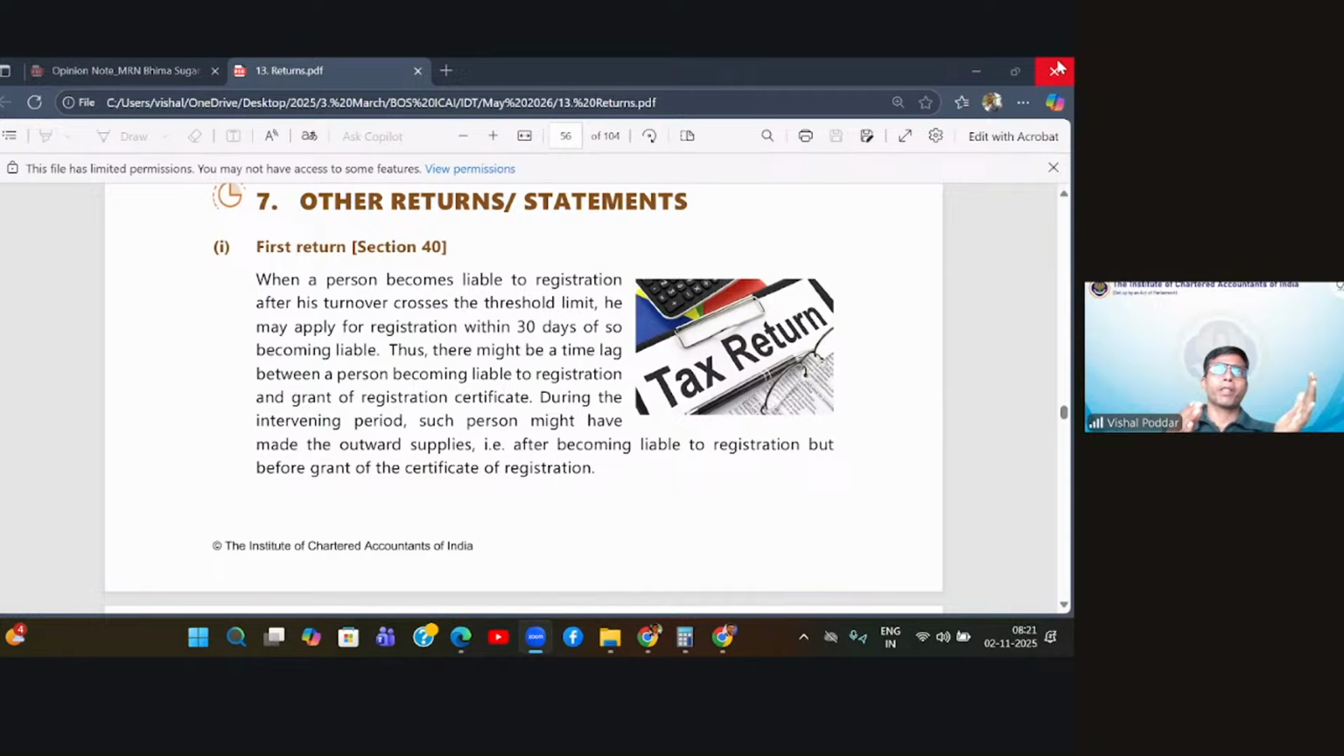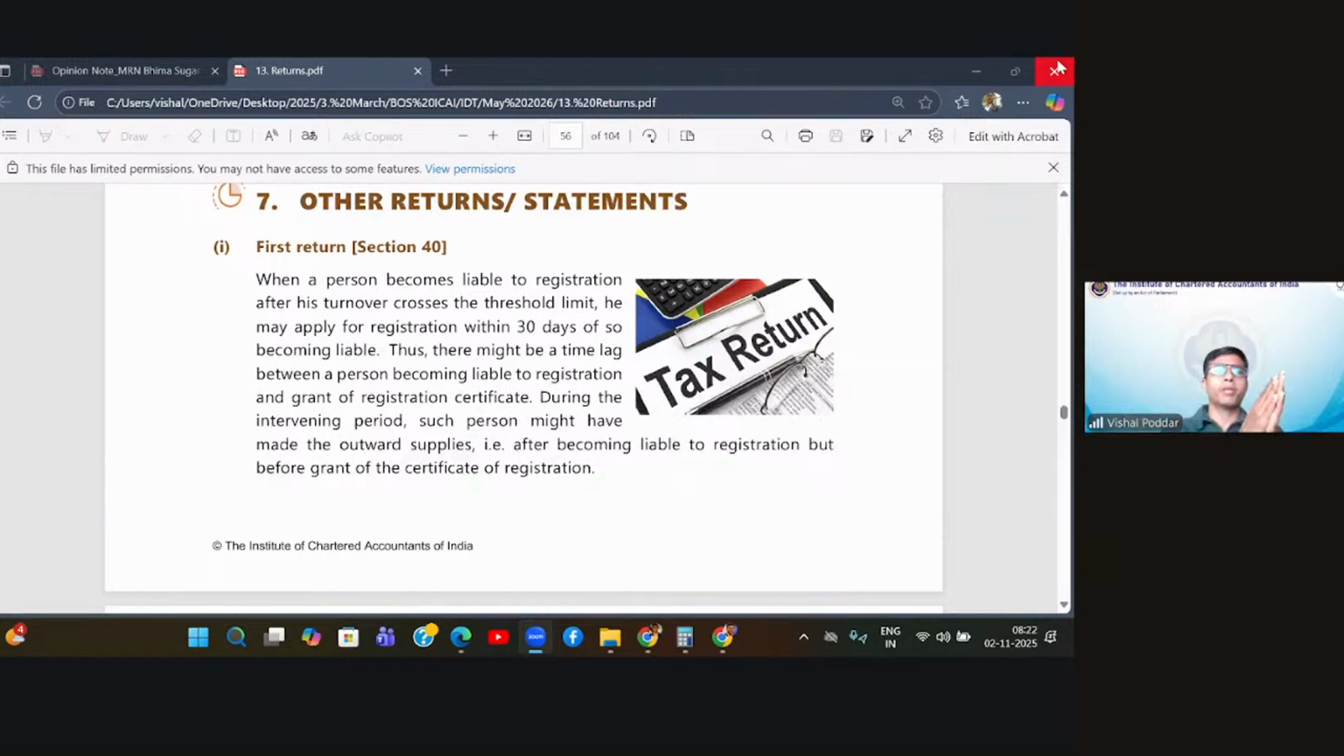I apply today. But the entire procedure which is given for registration, that takes time. And I get my registration, the registration number, on 15th of December. Now, when I get my registration number on 15th of December, the first return that I will be filing will be after the end of December, that is in the month of January. Now, since I had applied within 30 days, the law says my registration is made effective from 10th of October. That is the date on which I became liable to register.